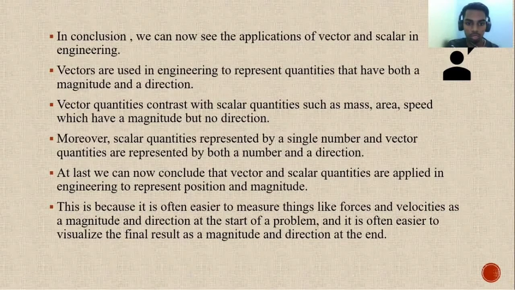Moreover, scalar quantities are represented by a single number, and vector quantities are represented by both a number and a direction. At last, we can conclude that vector and scalar quantities are applied in engineering to represent position and magnitude. This is because it is often easier to measure things like forces and velocities as a magnitude and direction at the start of a problem, and it is often easier to visualize the final result as a magnitude and direction at the end. Thank you.